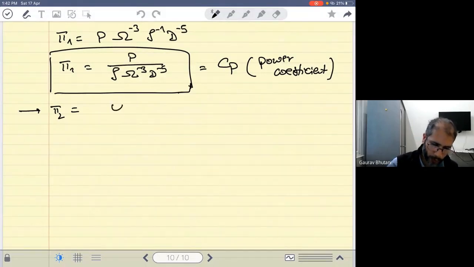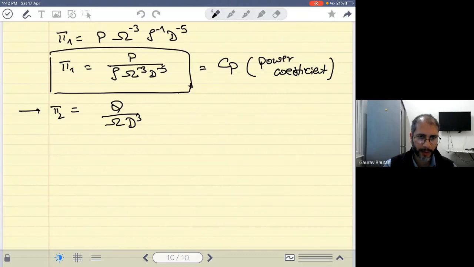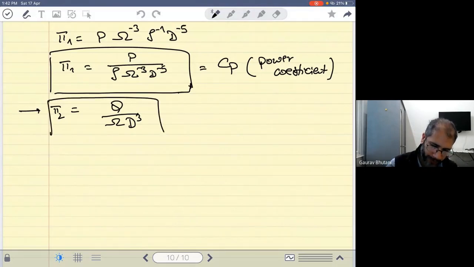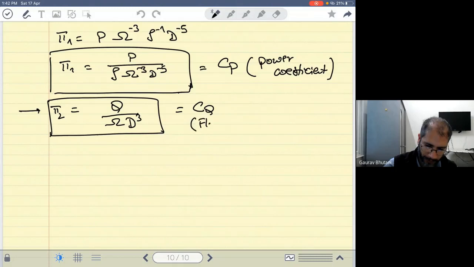So pi2 is q upon omega d cube. So you see that there is no density. So what you will see is that the coefficient of density will come out to be 0. That b will come out to be 0 when you do it yourself. Okay, so this is my pi2. In fact, this is called flow or discharge coefficient. Or sometimes simply discharge.